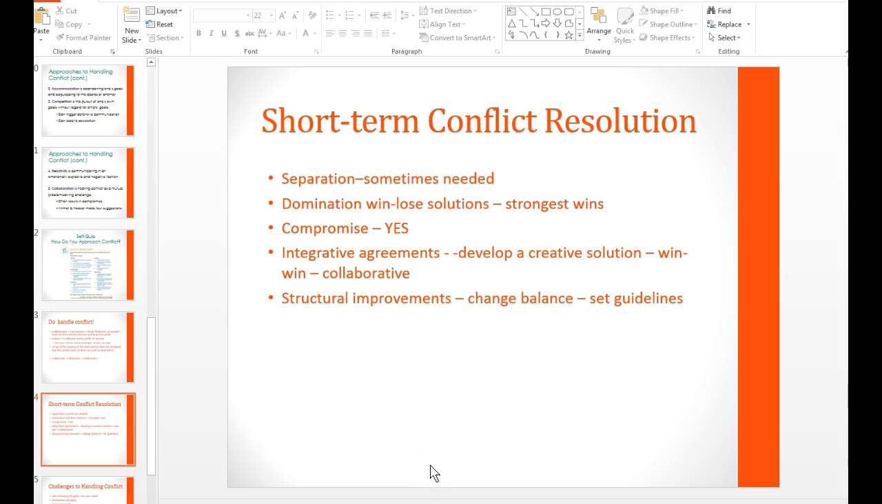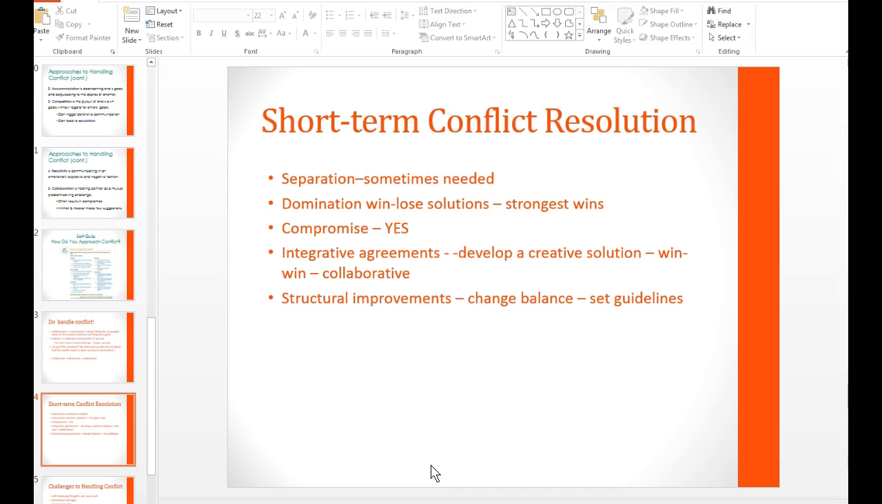In a short-term conflict, separation sometimes is needed. If you and your boss or you and another person in your family get into a conflict, sometimes separation is the best. Just kind of go your own way for a while and cool off.